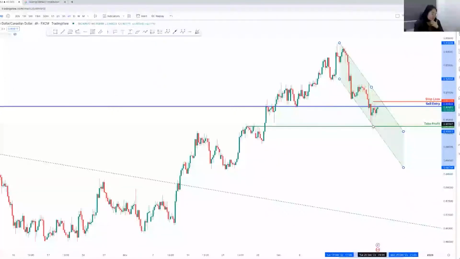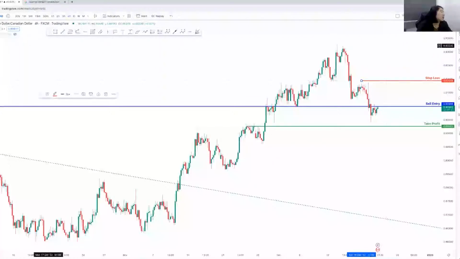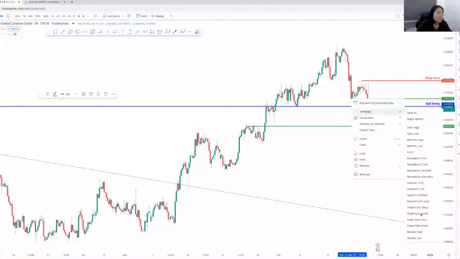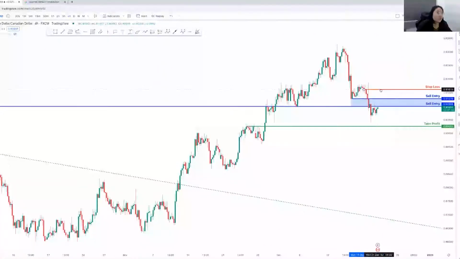There is kind of like a slight downtrend. There is a slight downtrend here. Okay, so I do think that price is going to go down. It's just that I think there's going to be two entries for the sell. Okay, the first entry I think it's going to be here. It's going to be this range. Okay, but this is a very huge range. But I do think this is the sell entry for AUD CAD.